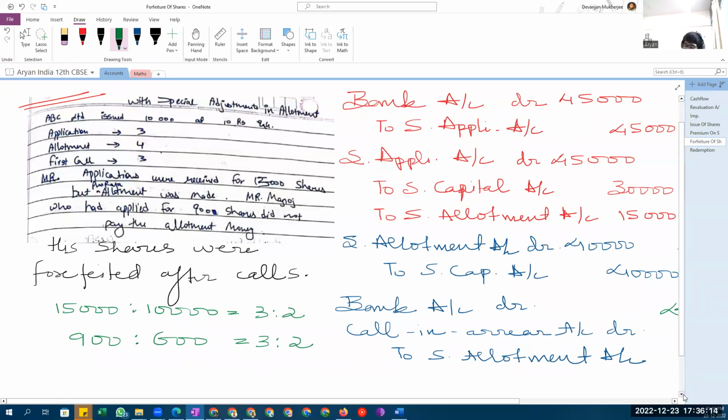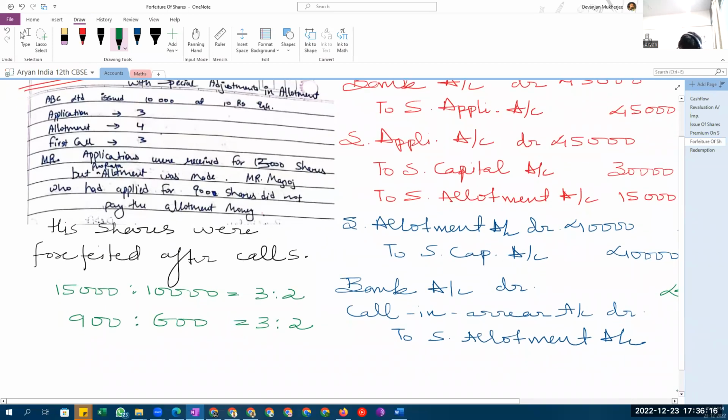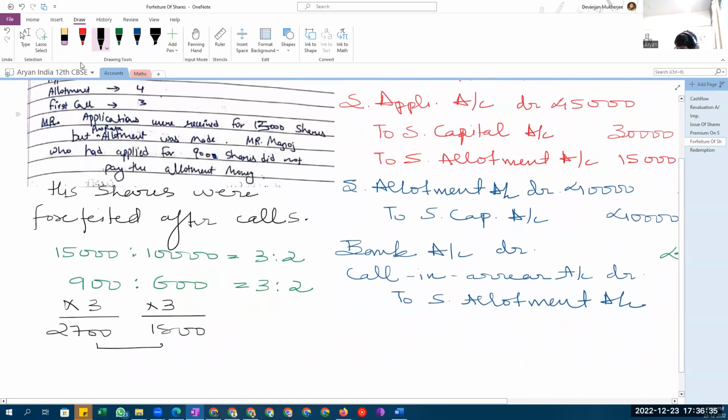In that scenario, during the application he would have given us 900 into 3, 2,700. But we would have used only this much, 1,800. So this 900 is the extra money that we have kept with us.